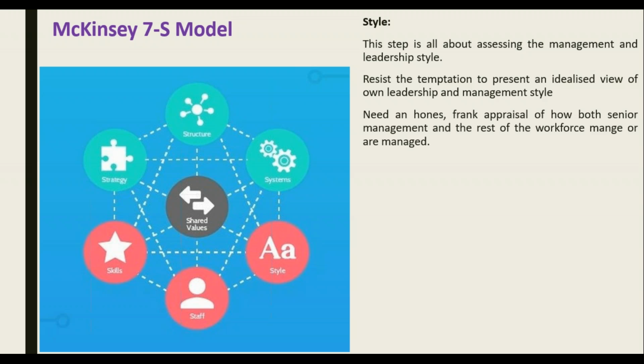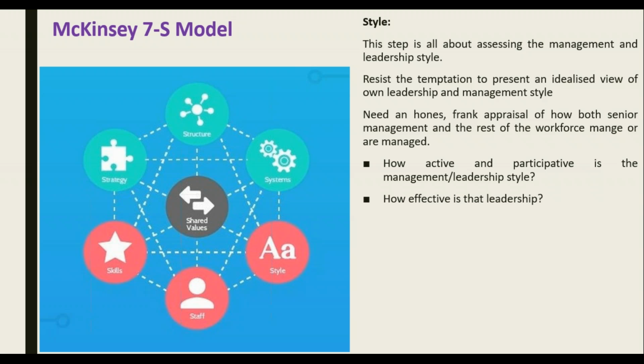The questions that need to be asked here are, how active and participative is the management leadership style? How effective is that leadership? And does the leadership style inspire competition or collaboration?